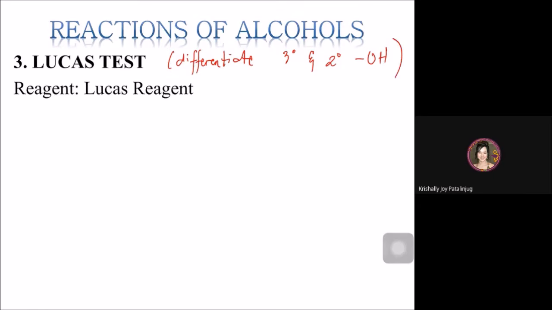So what consists Lucas reagent? Lucas reagent, it is a mixture of concentrated HCl plus zinc chloride. Okay, this is the catalyst, zinc chloride. Okay, so in the reaction, what will happen? Okay, what will happen in the reaction? You have alcohol. It is being protonated. Okay, it is being protonated, yung alcohol.